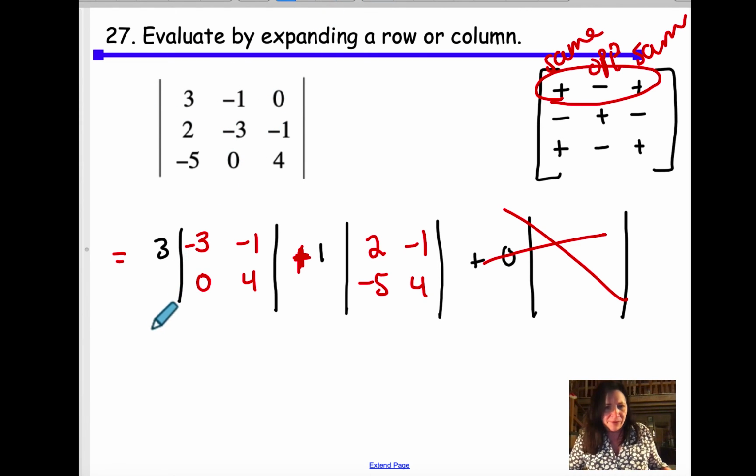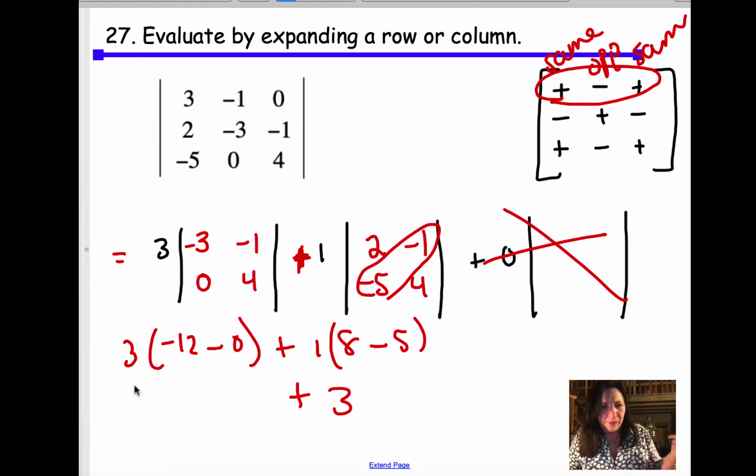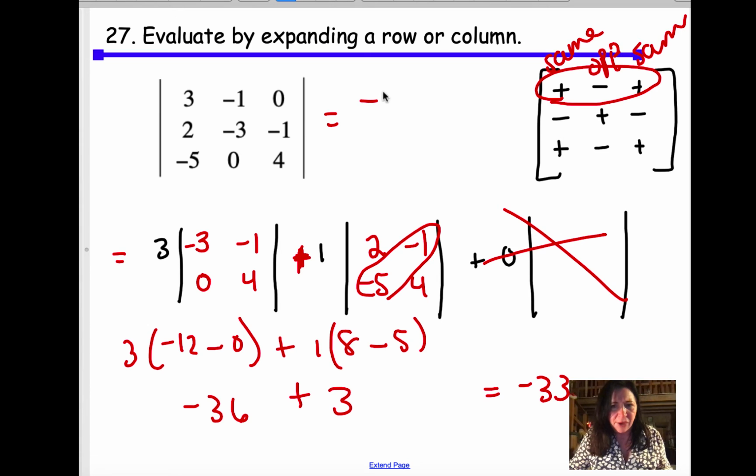So we've got 3 times, now you got to cross multiply. So it's going to be 3 times, that's going to be -12, and then minus 0. Plus 1 times 2 times 4, 8, minus this value, what is that, 5. So 8 minus 5 is 3. We have 12 minus 0, so -12 times 3 is -36. -36 add 3 is equal to -33. So this determinant value is -33.